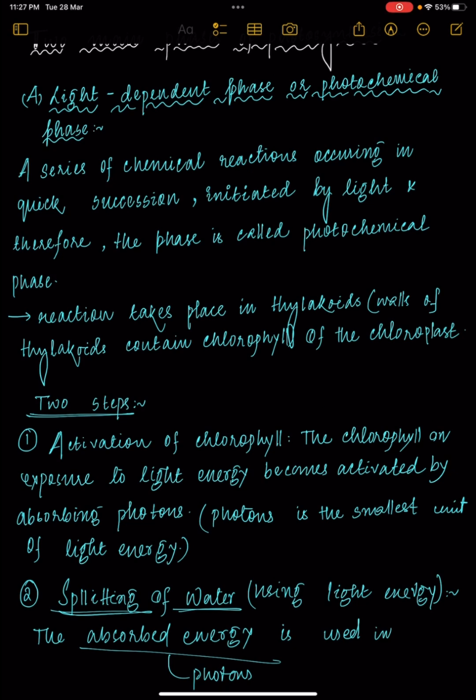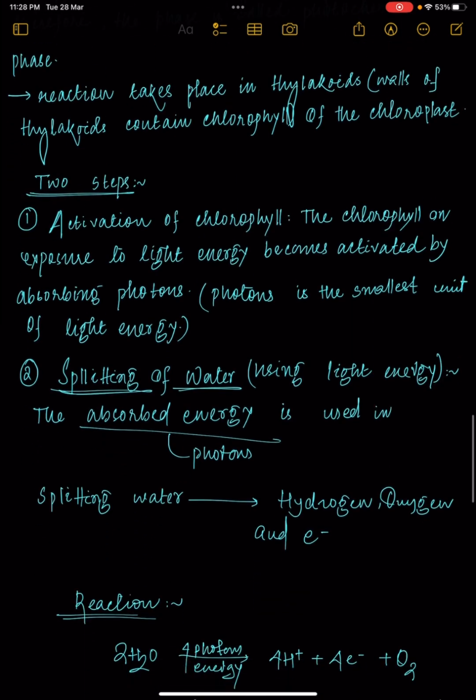chlorophyll of the chloroplast. Okay, now another thing is thylakoids. If one thylakoid is said, then we consider it a thylakoid, and if there is more than one thylakoid, we consider them as grana. If there is a pile of thylakoids, we call it grana. So the light dependent phase actually takes place in the grana of the chloroplast, where the walls of the thylakoids contain the chlorophyll.